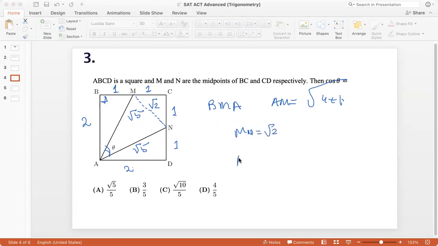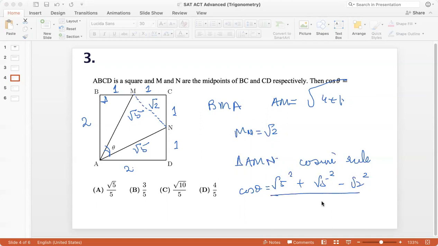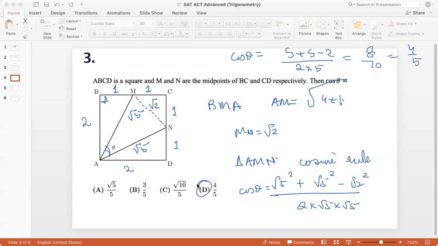Now in triangle AMN, I can use the cosine rule to find angle theta. So that would be cos theta is root 5 square plus root 5 square minus root 2 square over 2 into root 5 into root 5. Right, so that's the cosine rule. So that would be cos theta is 5 plus 5 minus 2 over 2 into 5. 8 over 10, which is 4 over 5. So cos theta is option D, 4 over 5.